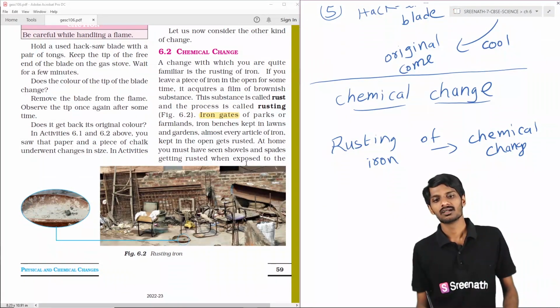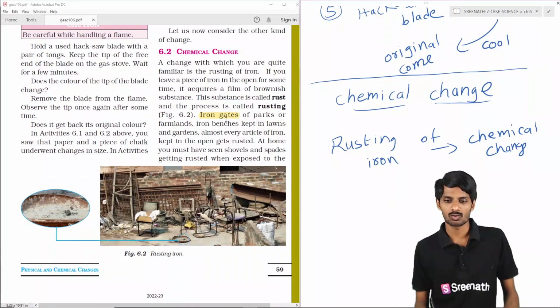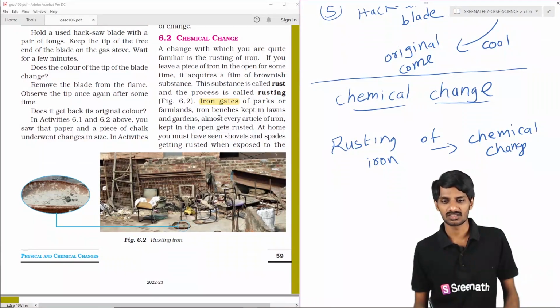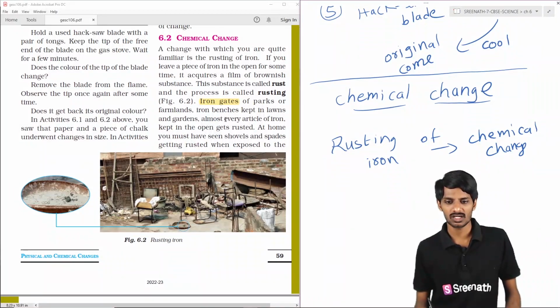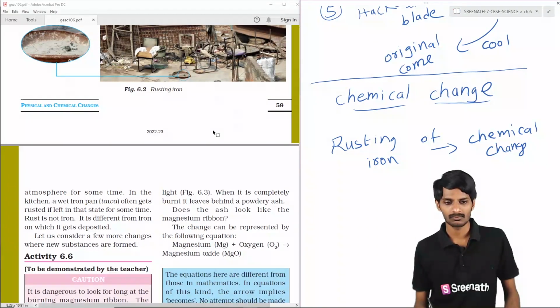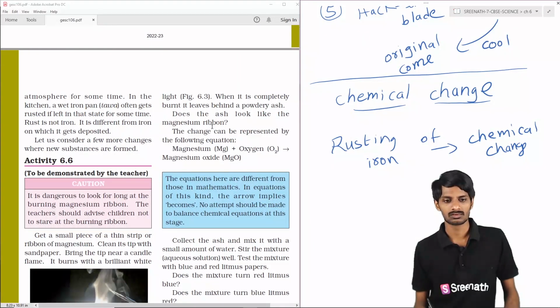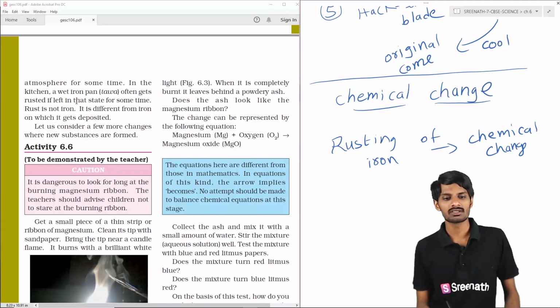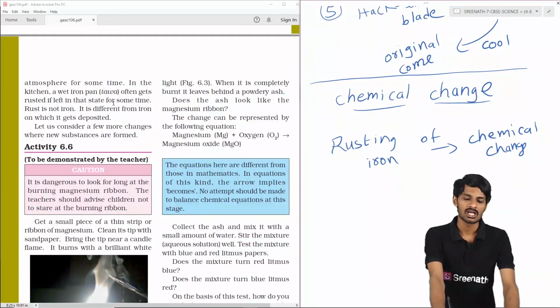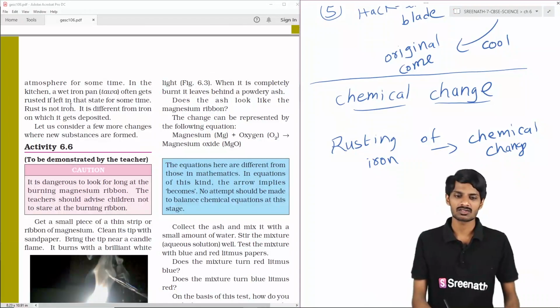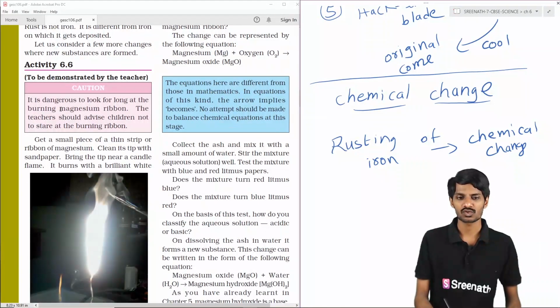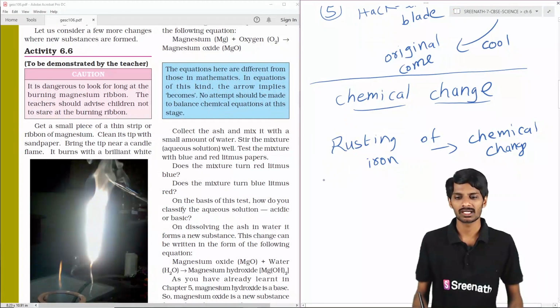So students, whenever iron is placed outside, it will get rust. That rusting process is called a chemical change, students. In the kitchen also we will see that a wet iron pan, the tawa, often gets rusted if it is left in that state. So the tawa will also rust, students, if you leave it. So there are some examples by which you can easily understand.